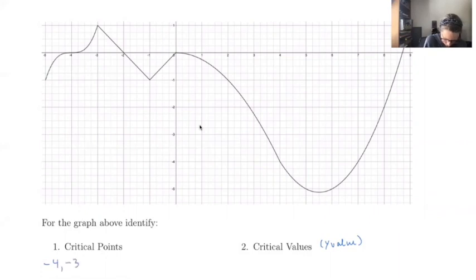Then I think some people listed -3. I think some people listed -1. 0, I think, is a critical point. We got that one in there. I'm going to say this looks like it's 5.5. That looks pretty good, right? Okay, and the critical values would be the corresponding y values. So at -4, the output's 0, at -3, the output's 1, at -1, the output's -1, at 0, the output is 0, and at 5.5, we're, I don't know, -5.25 maybe.